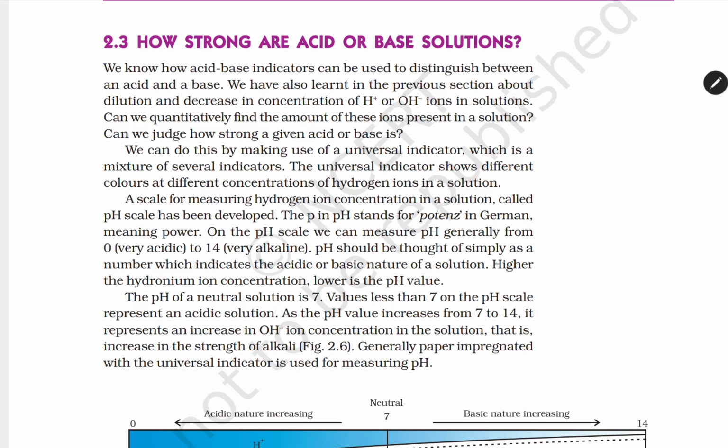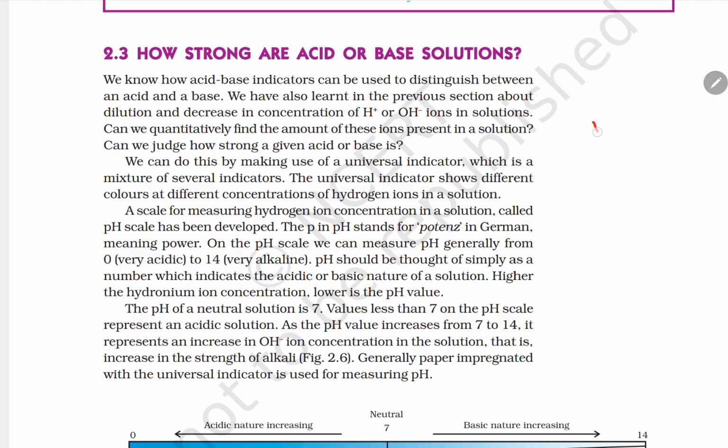To measure this we have pH. So what is pH? pH is the potential of hydrogen. This pH scale is very helpful in identifying the acidic or basic nature and the concentration of the acidic and basic natures of acids and bases. So what is this potential of hydrogen and how does it measure the acidity or basicity of a solution?